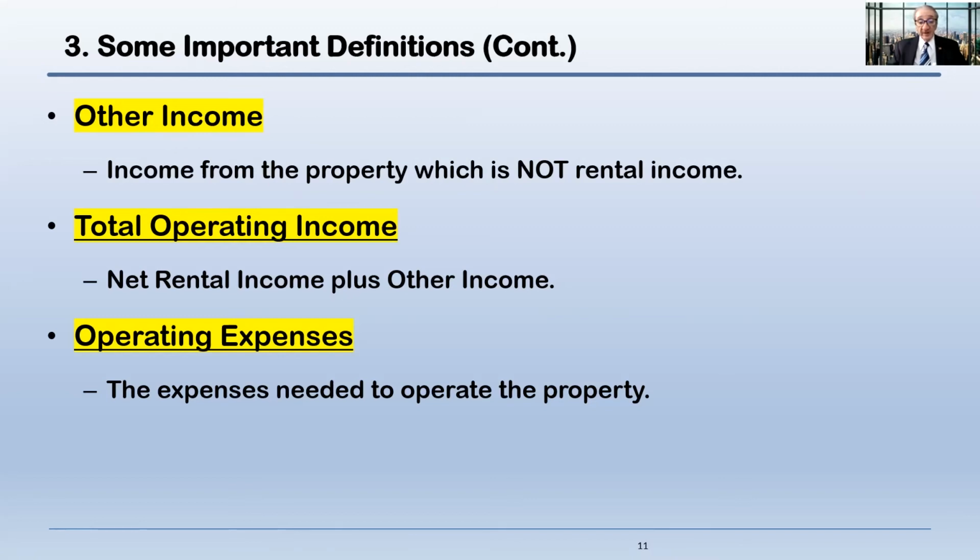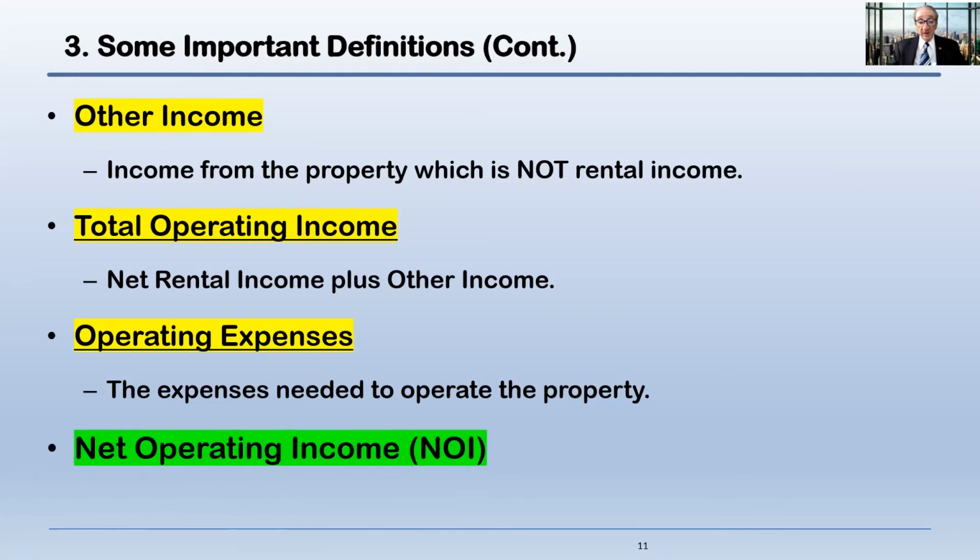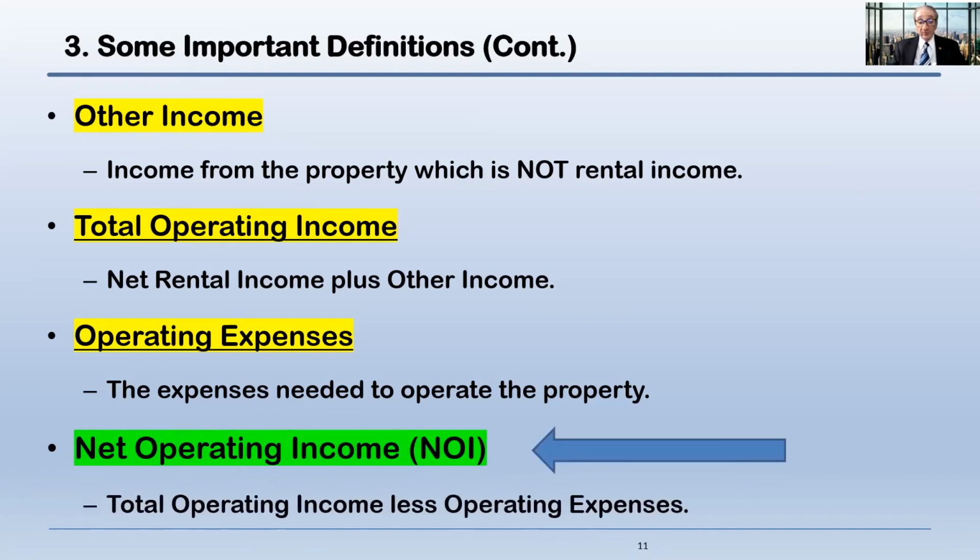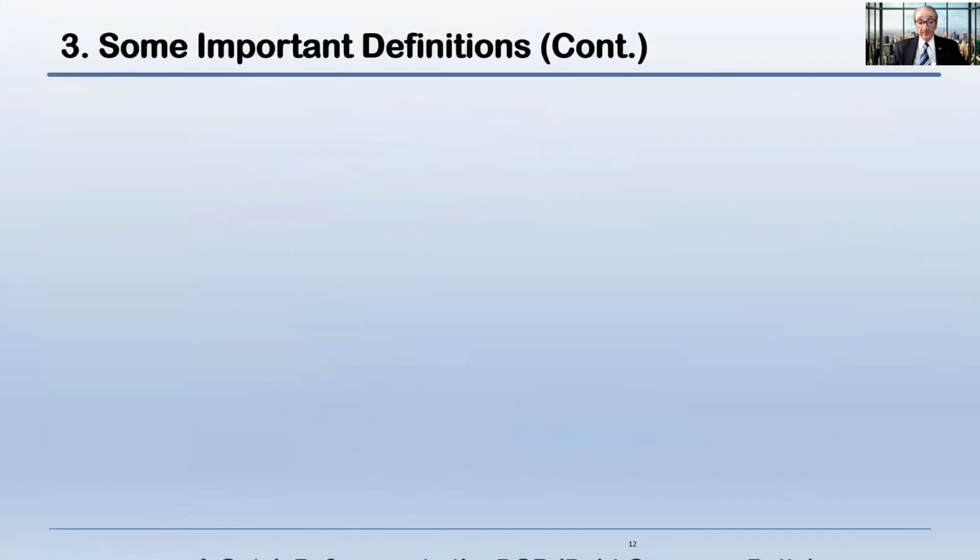However, when you subtract these expenses from the income, that will give you a very, very important number, which is called the net operating income, NOI. Remember that number. And remember, I'm going to refer to it. It's so important. We're going to call it the $1 million number or $1 million figure. NOI is very important, the net operating income.